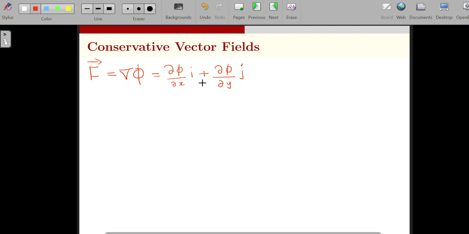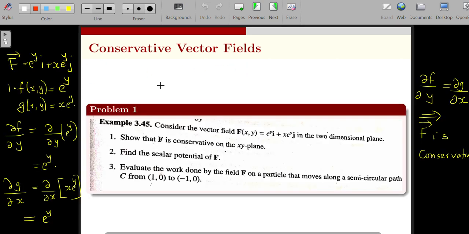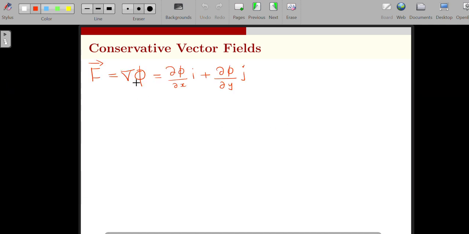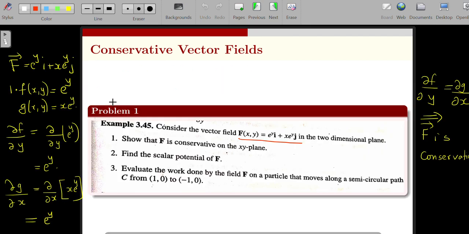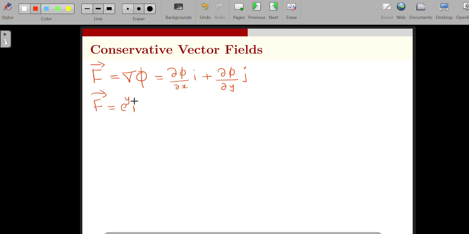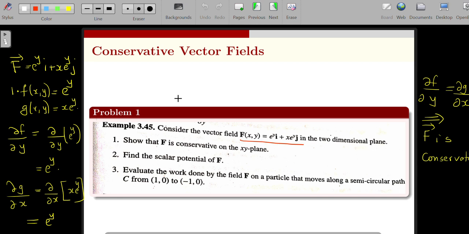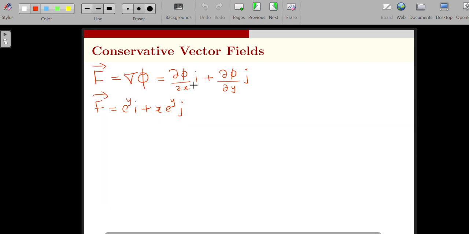We are restricting it to i and j only, because the given function F is a two-dimensional vector field. So F is equal to del phi, which is equal to ∂phi/∂x i plus ∂phi/∂y j. But we know that the vector field F is given by e^y i plus x e^y j. This is our vector field F. So by scalar potential of F, it means that you have to find the scalar function phi.